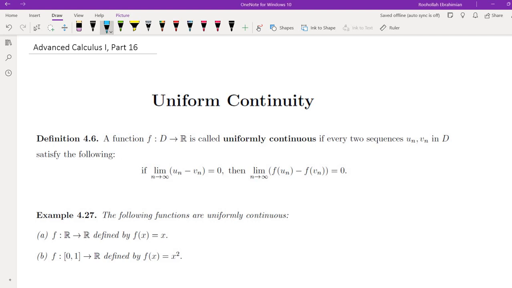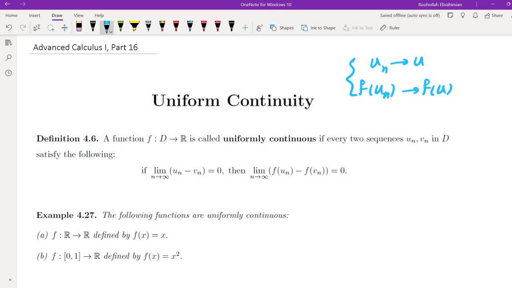Okay, so what is the definition? Think about what the definition of continuity is. Continuity means if you have a sequence, let's say un, that approaches u, then f of un also approaches f of u. In that case, we say the function f is continuous at the point u.